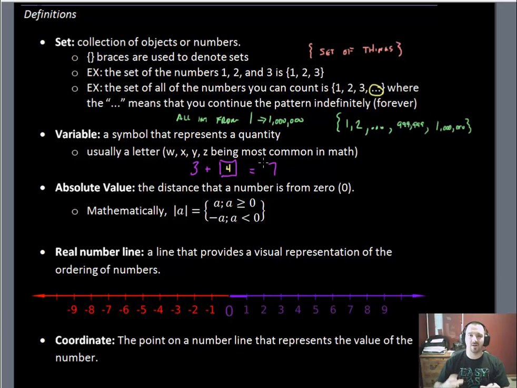Now, the thing about variables is you don't know the value of it necessarily, and it can change depending on the problem. Hence, it varies. Variable. All right, a couple more things here, we'll be done.